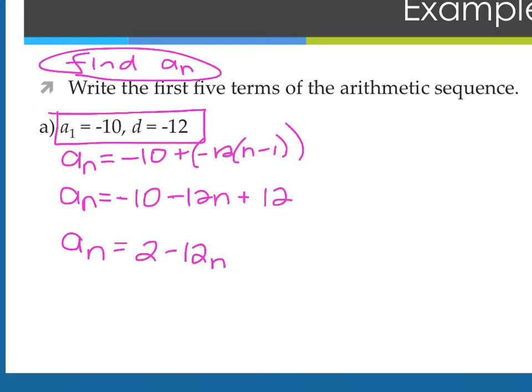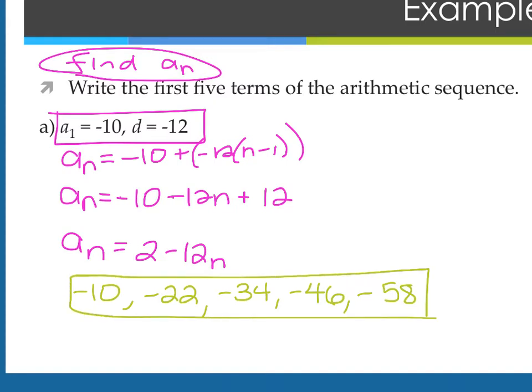Or if it doesn't ask for find a sub n, I can simply take these numbers and adjust them. If the first one is negative 10, how would I get to the second one? If d is negative 12, what would I do with negative 10? Subtract 12. So negative 10 minus 12 would be negative 22. Negative 22 minus 12, negative 34. Negative 34 minus 12, negative 46. And negative 46 minus 12, negative 58.